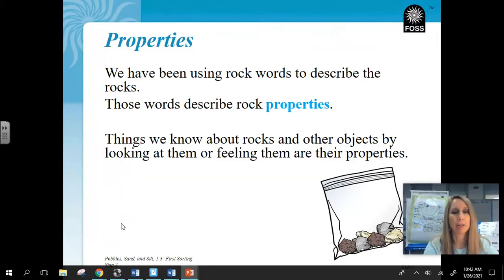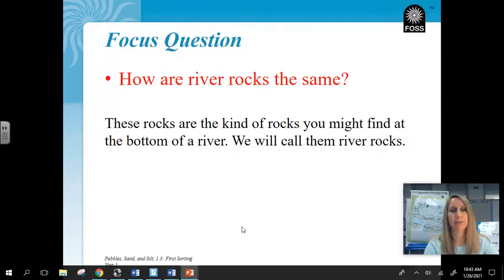Do they have patterns? Those things that we know about rocks or other objects when we look at them or touch them and feel them are called properties. So today we're going to observe properties of rocks, and I hope you've still got your collection. Miss Lambert has a different collection today. Mine are called river rocks. These will look more like what you might find around your house.